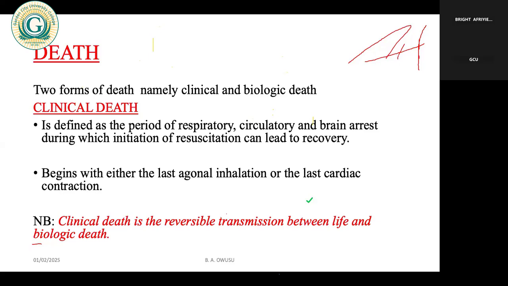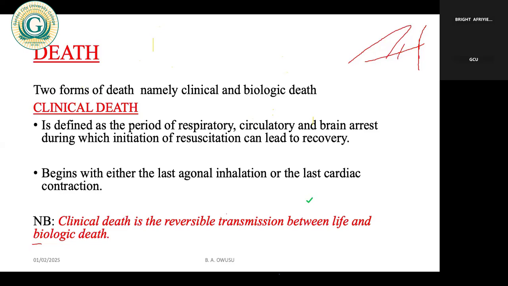So we have clinical death, and clinical death is defined as the period of respiratory, circulatory, and brain arrest, during which initiation of resuscitation can lead to recovery. And this is the reason why when the doctor or the clinician certifies somebody clinically dead and the person comes back to life, you cannot sue the doctor, because the definition of clinical death means that there can be the initiation of resuscitation and possibly lead to recovery.